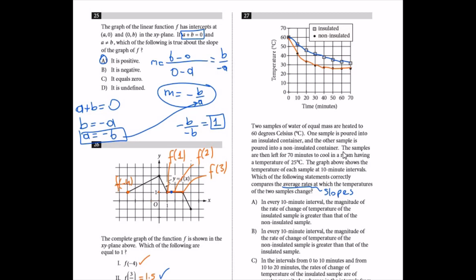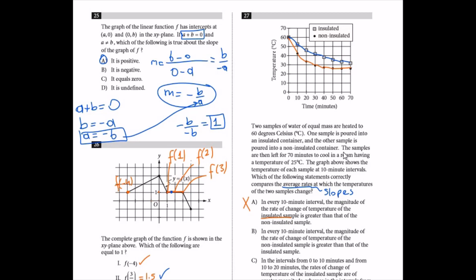A. In every 10-minute interval, the magnitude of the rate of change of temperature of the insulated sample is greater than that of the non-insulated sample. So we're going to check. Actually, it is incorrect because this line is sharper than that line, which means this slope is bigger in magnitude than that slope. So A is automatically eliminated, even if you check the first interval.